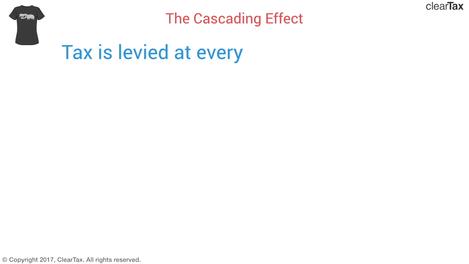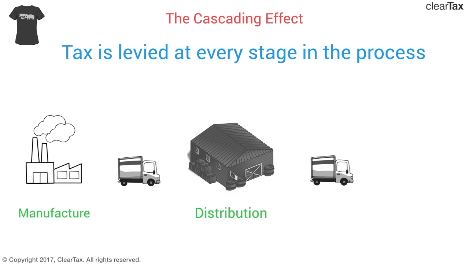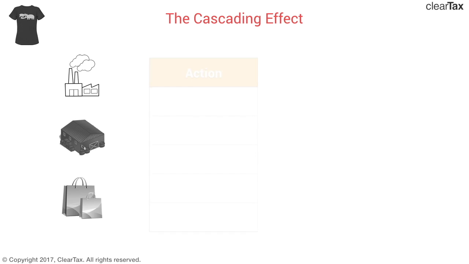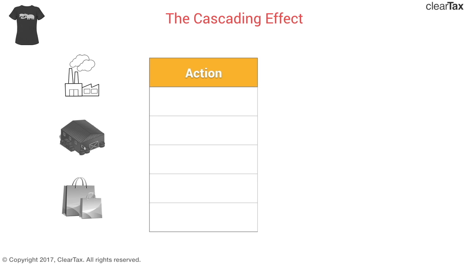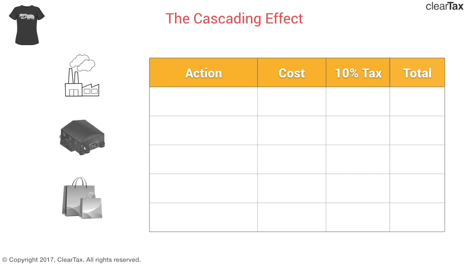First, let's look at the processes involved because tax is levied at each and every stage in the entire production process, right from manufacturing to distributing to final sales. We can now move on to our numerical example. For that, let's draw up a table. The first column would be the action, as to what the people involved in this process of production are doing. Second is the cost, that is what is the cost for doing that process. Third is tax, and the fourth column is the total of cost and tax.